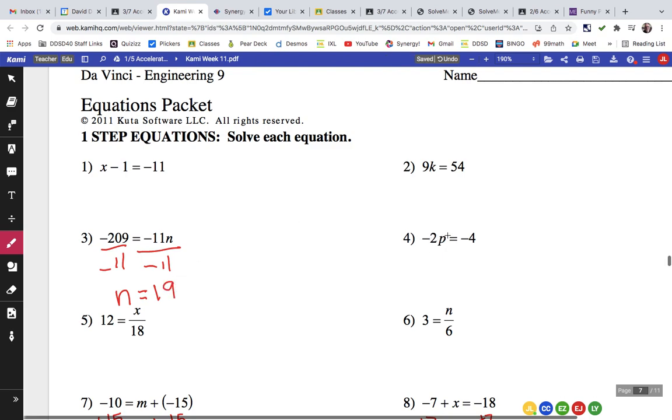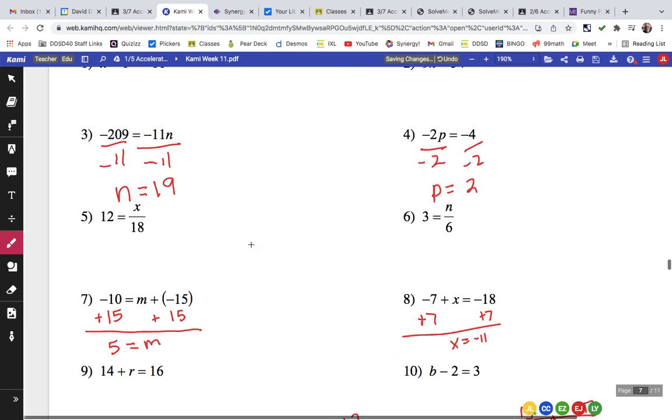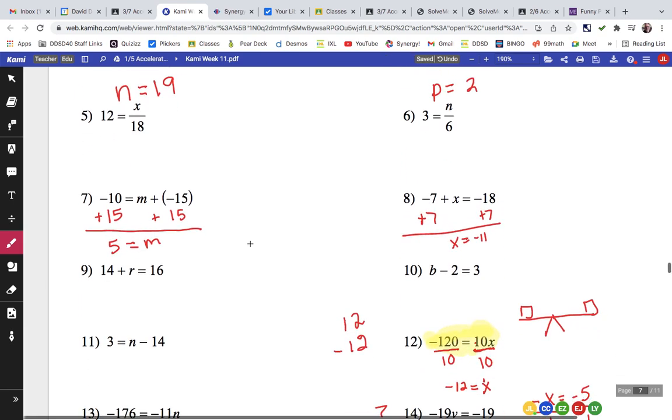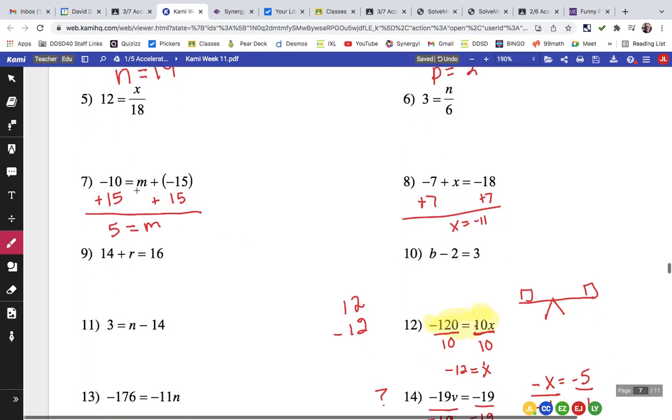Or negative 2 times the variable p equals negative 4. I'm going to divide by negative 2. And p is equal to positive 2. You can see some of the problems that we did here. We added 15 to both sides of the equation to get m equals 5. We added 7 to both sides of the equation to get x equals negative 11.